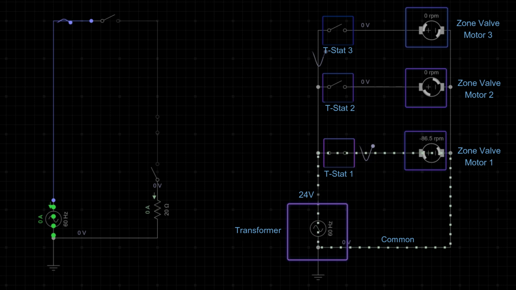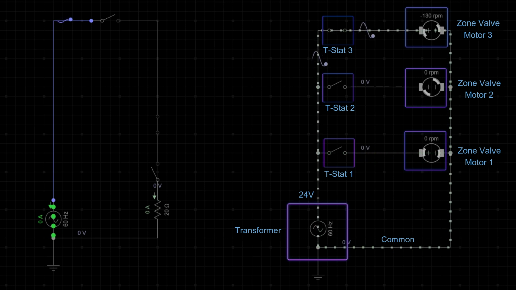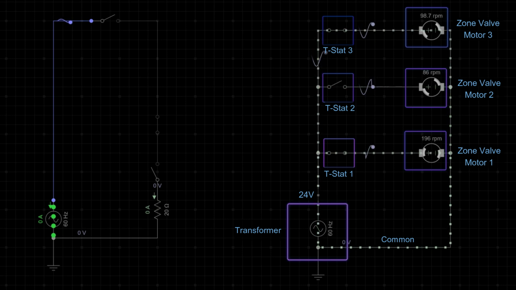And each one of these zones have that ability. If I were to close this thermostat, we have the same thing there. If I open this one, it doesn't affect that one, because each one of these thermostat zone valve circuits here have that ability to run from the power source through the circuit and back to the power source again. So each one of these zones can act completely independently as they wish without affecting the other in any combination.